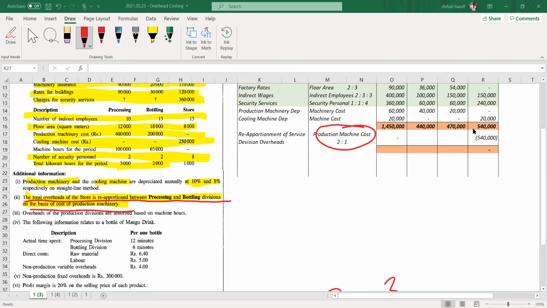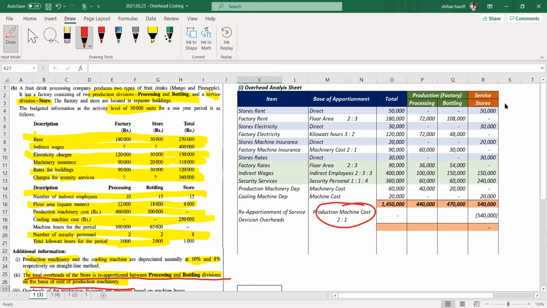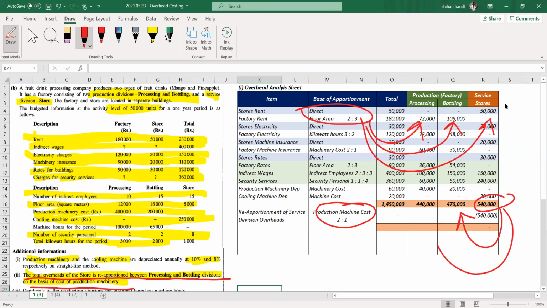Reapportion means, now the first part is apportion. Directly you divide; this is the apportionment. Reapportion means service department reapportionment to production. That's the reapportion. The production machine cost comes from here. Production machine cost.